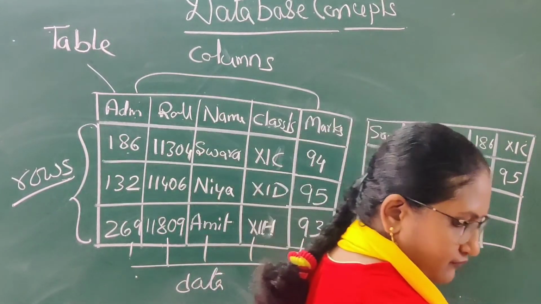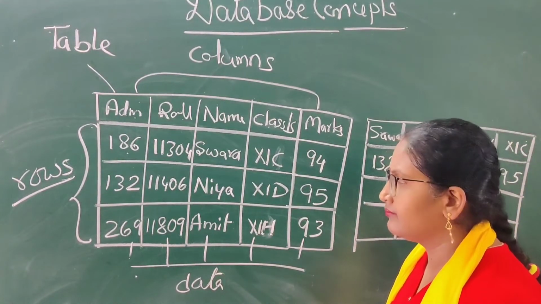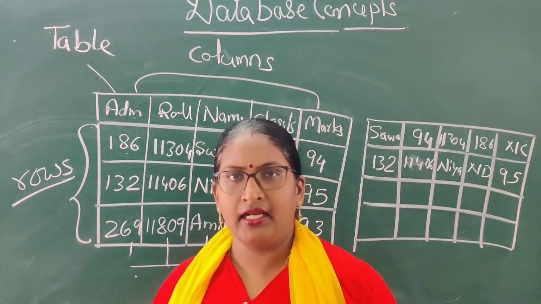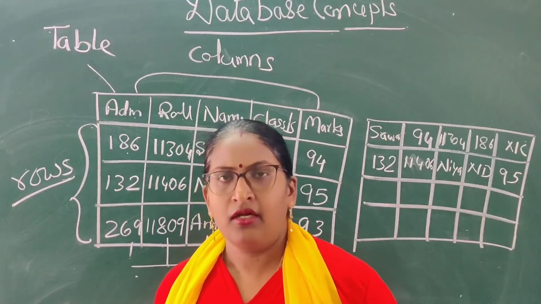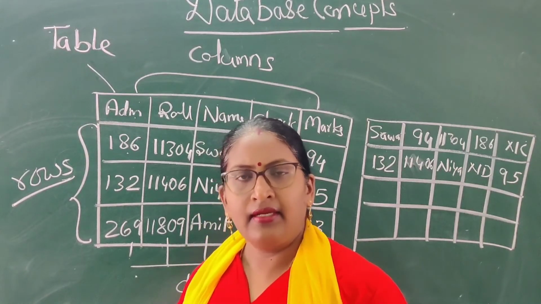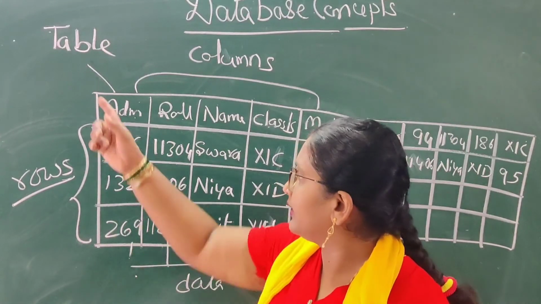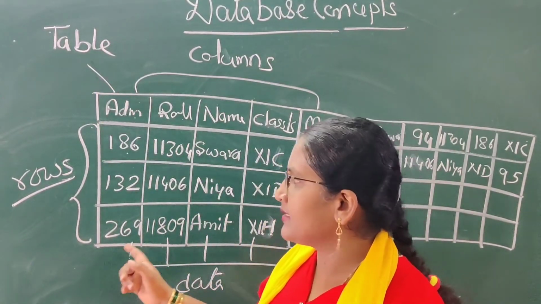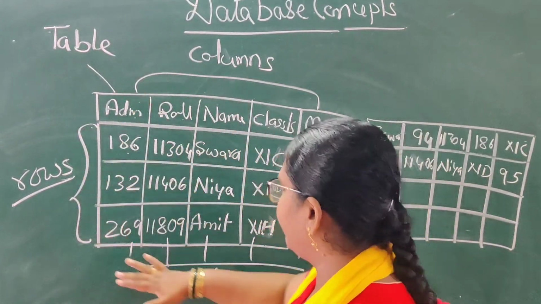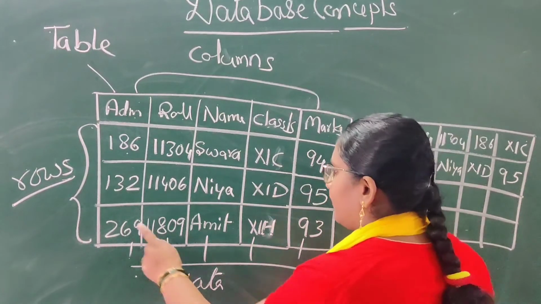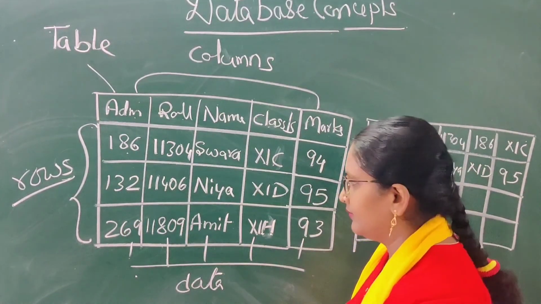Now I think you have understood. Database is a collection of data in an organized form. Organized form means the data is stored in the form of a table. This table is a combination of rows and columns. In that we are inserting the data. The values you insert are your data.